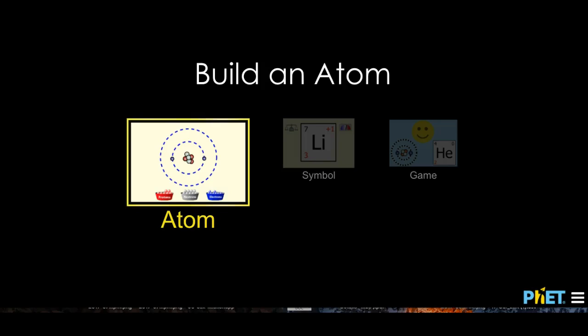Welcome to PhET Atom Builder. Now we've been learning about atoms and the fact that there are many different types of atoms and each one of them has a unique structure that determines their identity.